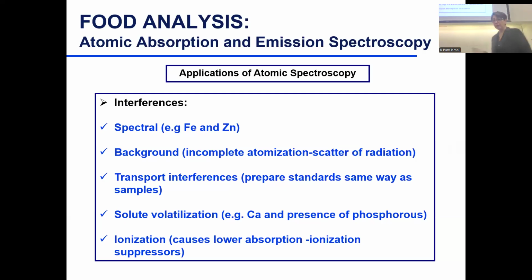Background. This comes when our flame is not very hot. Your molecules won't break into atoms, so you will get scattering of light and overestimation. The opposite can happen if your flame is too hot, then you can get ionization. And if you get ionization, they won't absorb light. The ions will not absorb light at the same wavelength that the atoms absorb, so we get underestimation. This helps with answering one of your questions in the lab report for atomic absorption.